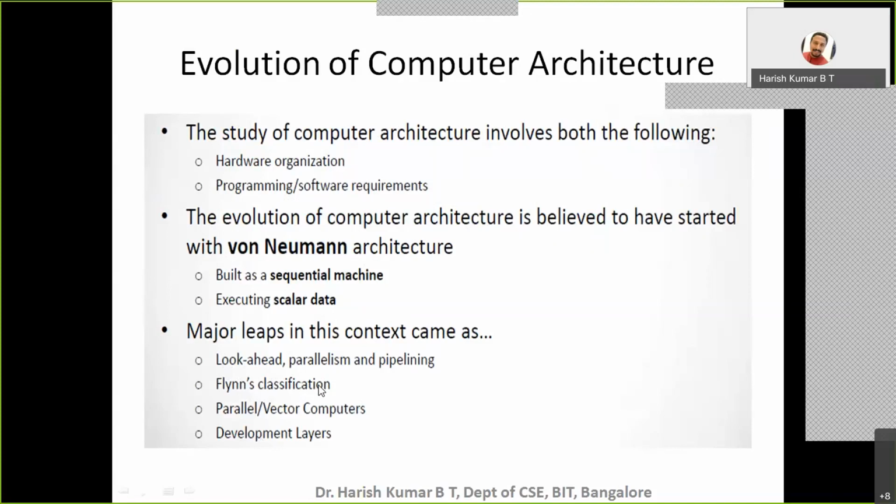And the fourth classification made by Flynn is MIMD architecture, multiple instruction or multiple data streams. Instructions are multiple and data are also multiple. And remember, MIMD architectures are reserved for parallel computers. All parallel computers work with this MIMD architecture. We'll discuss this. I have the diagram, I'll show you parallel and vector computers later.